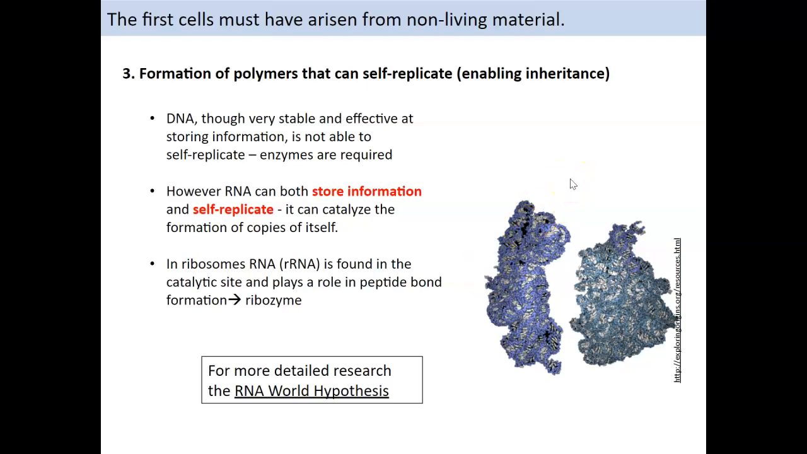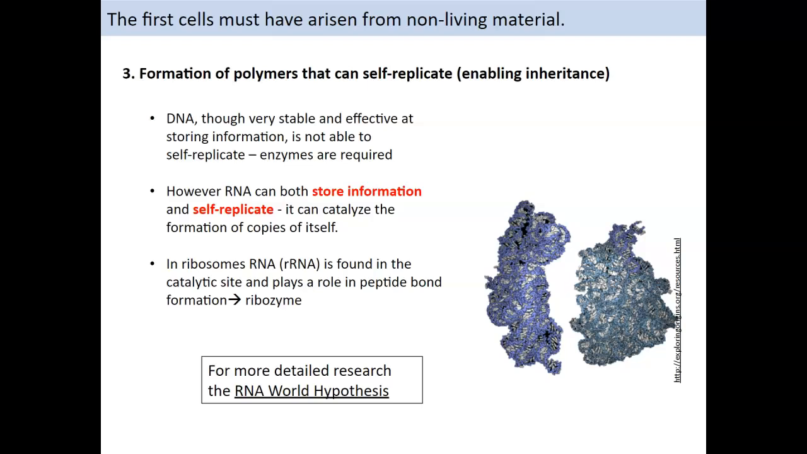But again, we need polymers that can self-replicate, so make more of themselves. Even though today we know that DNA is the major molecule that provides the information that will be inherited from cell to cell, and it's incredibly stable and good at storing information. One thing we know about DNA is it's complicated to replicate. DNA requires proteins in order to replicate it. DNA requires enzymes to replicate it. So it doesn't really make sense that DNA would be the initial genetic material.